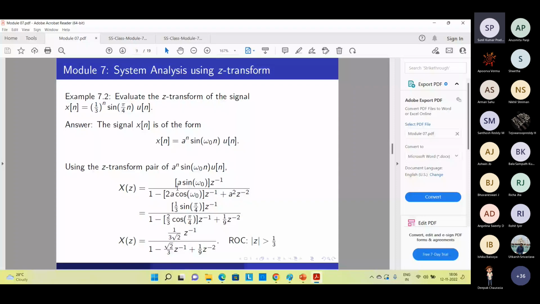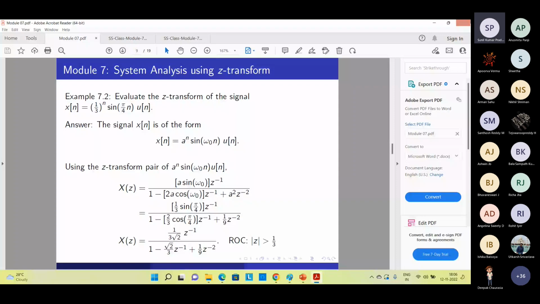And what is the region of convergence here? Mod z greater than a. What is a here? a is 1/3. So this way, we can find the Z transform. If you know the Z transform for a particular signal, then if anything relevant is asked, you can answer the question accordingly. So you should remember the Z transform for the given signal.